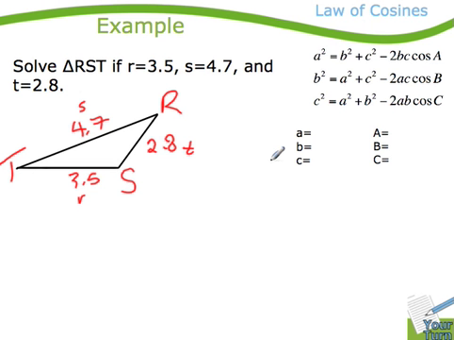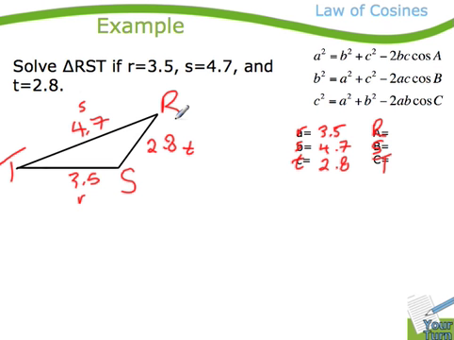Okay, so I don't have A, B, and C here at all, do I? I have R, S, and T. Let's change those. Little r is 3.5, little s is 4.7, and little t is 2.8. And so what's missing are the three angles. So I can use the law of cosines to help me solve that.